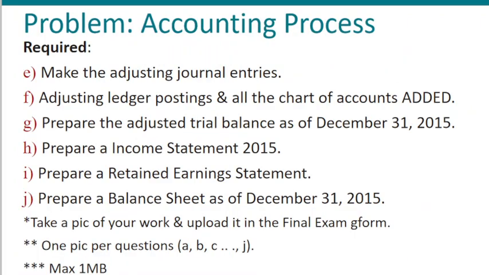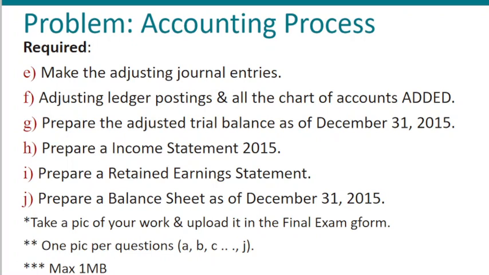The requirement, continuing the problem. So we are now on letter E. Make the adjusting journal entries. Letter F. Adjusting ledger posting and all the chart of accounts added together with the accounts numbering. Okay? And letter G. Prepare the adjusted trial balance as of December 31, 2015.